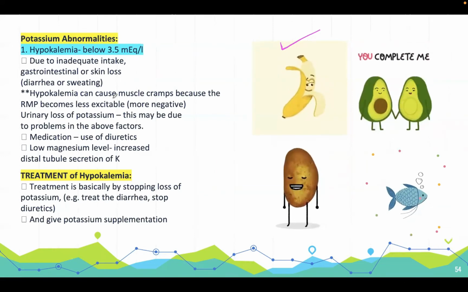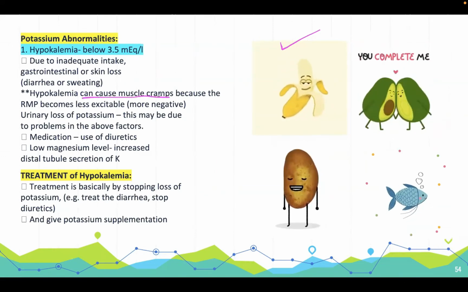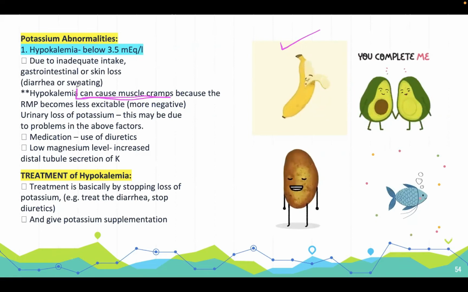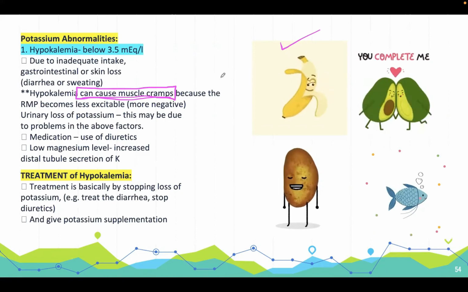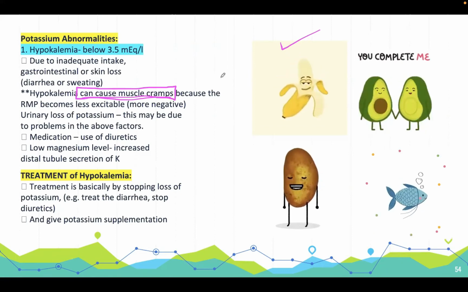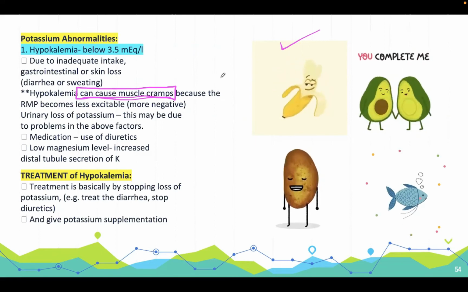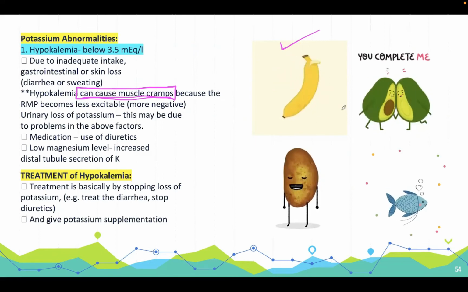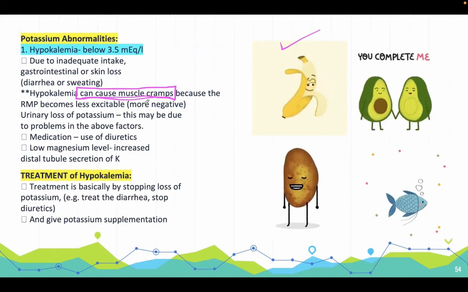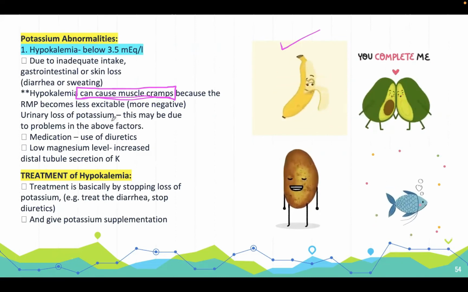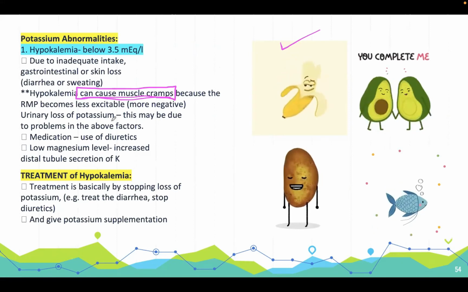Next, hypokalemia can cause muscle cramps. Kasi nga po, pag inisip mo si potassium, dapat maiisip mo na rin yung iyong muscle. So pag bumaba yung potassium level mo sa katawan, most likely makaka-experience din yung pasyente ng muscle cramps because the RMP become less excitable. So nagkakaroon ng more negative. So the urinary loss of your potassium, this may be due to the problems in the above factors.